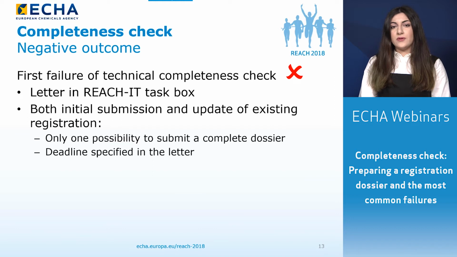Now moving forward to the scenario where the negative outcome applies. There are two possible scenarios. The first one is when you fail the technical completeness check for the first time. In this case, there will be a letter sent to your Reach IT task box, indicating which sections failed and how to correct them.